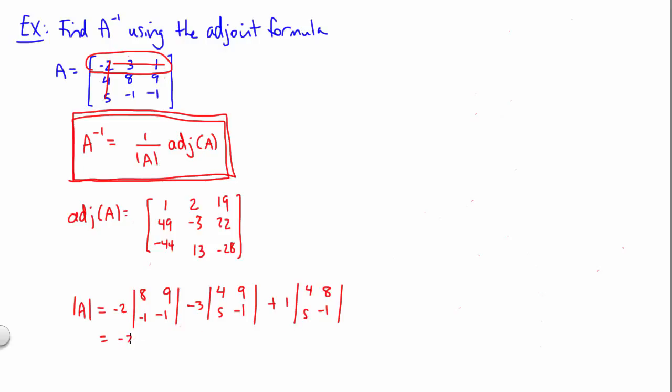So finishing off our calculation, we've got negative 2 times positive 1 minus 3 times negative 49, and then plus 1 times negative 44. So figuring out that sum, determinant of A comes out to 101.